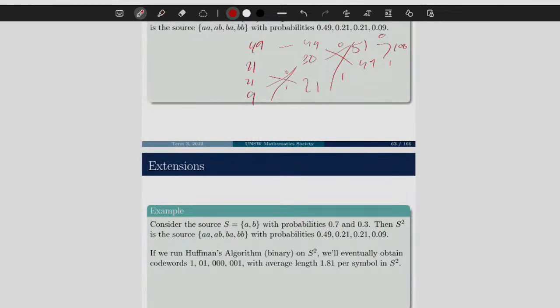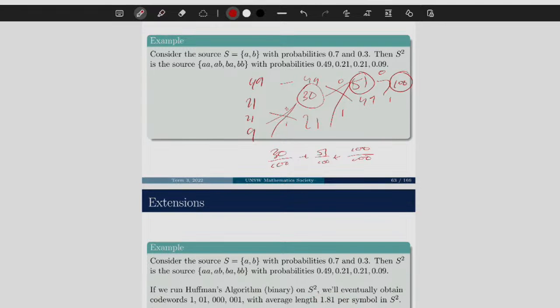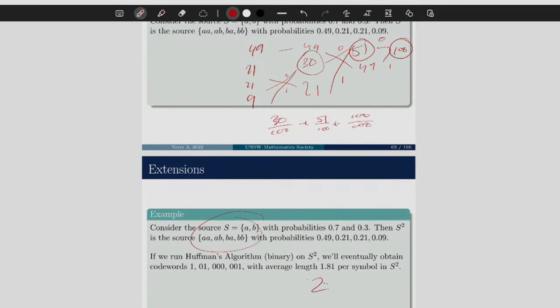If we follow this Huffman, we're going to end up with these code words, right? Okay, yeah. So, however, naturally you guys can see, this is going to be a child node, this is a child node, this is a child node. And remember that all of these are on 100. So 30 on 100, plus 51 on 100, plus 100 on 100. That's going to leave us with 1.81, right? That is a lot better than, like, 2. Which was what it would have been if we didn't use this extension.